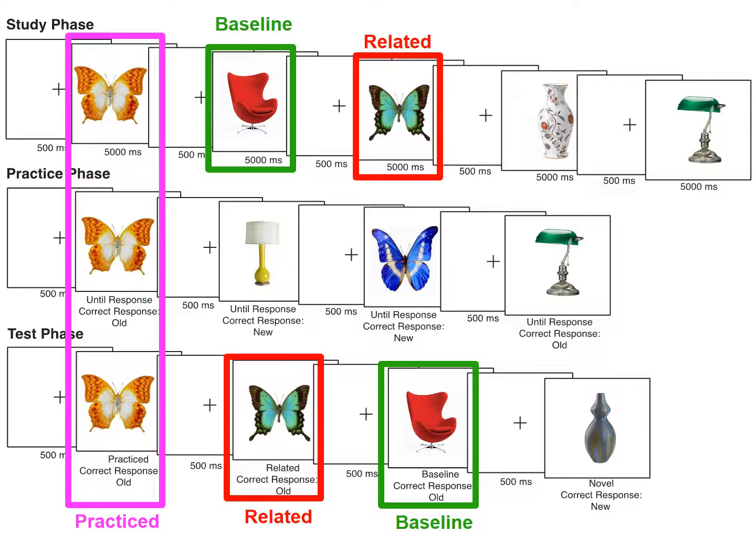Now that you know what the experiment will look like, I'm going to remind you how forgetting happens because I want you to resist the forgetting. I want you to do your best to remember the objects and not show recognition-induced forgetting. So within the experiment, there are various types of objects that serve different roles. We call them practiced objects, highlighted in pink here, related objects, highlighted in red, and baseline objects, shown in green.